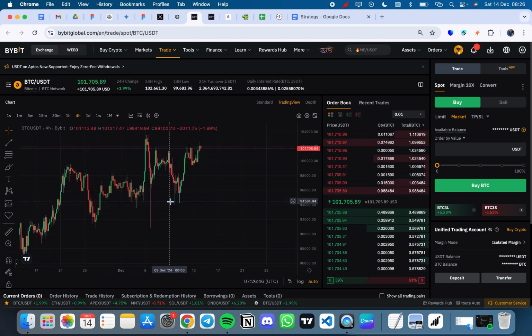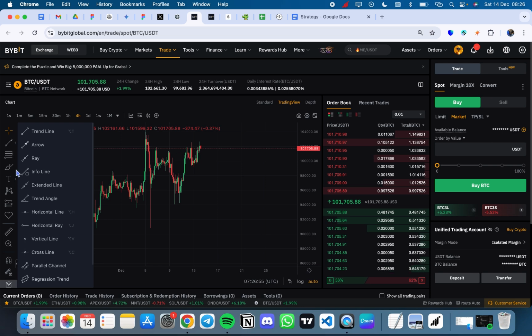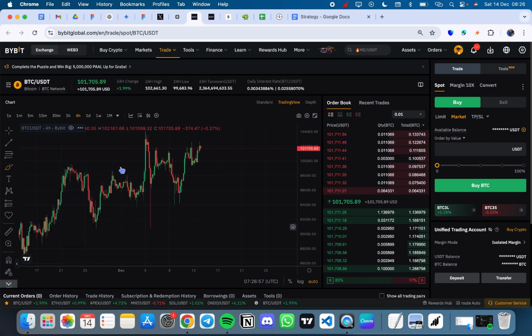So if you were looking to take a swing trade off of Bitcoin, the entry would have been at the retest of this level. You see this rejection week that happened here. Our entry will be when price came back to retest it. That is what is going on right here.